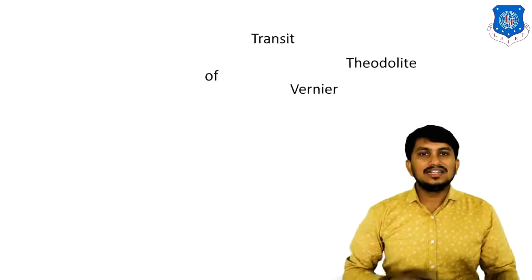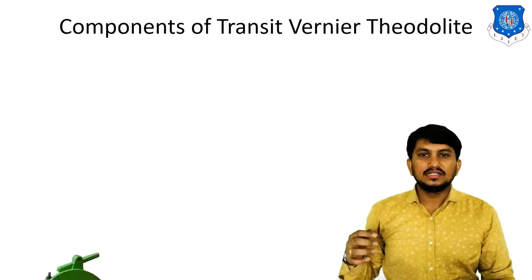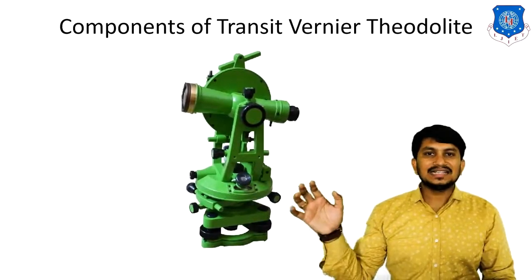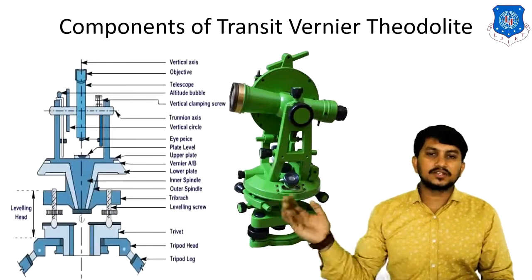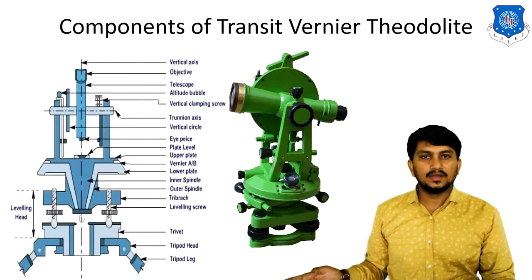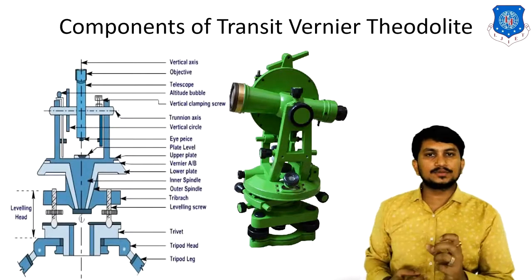Now let's see the components of transit Vernier theodolite. This is the image of transit Vernier theodolite. The below portion is the tripod leg. This instrument is clamped on the tripod by clip screw.